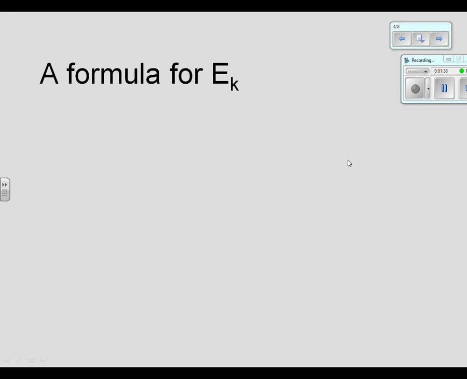So, what is this magical formula for kinetic energy, for EK? Oh. We don't need that. I think I was playing around with PowerPoint back in 2002. Sound effects. That was cool back then. Is it? Good point.